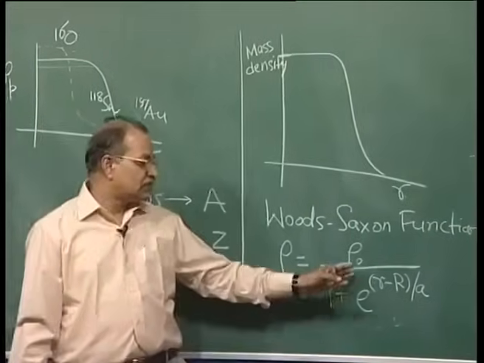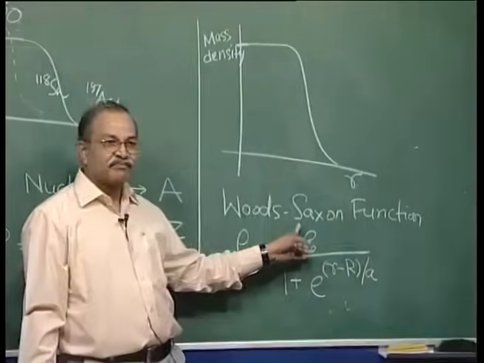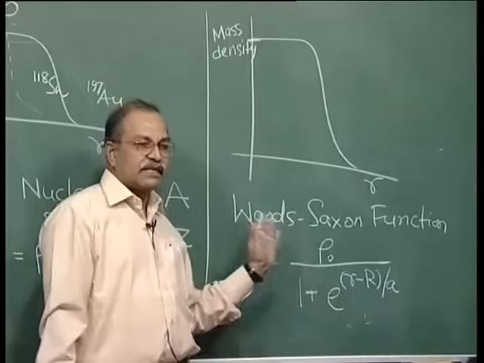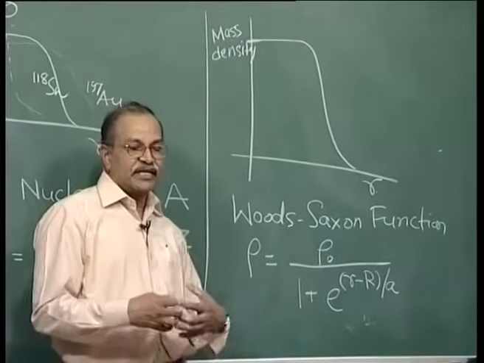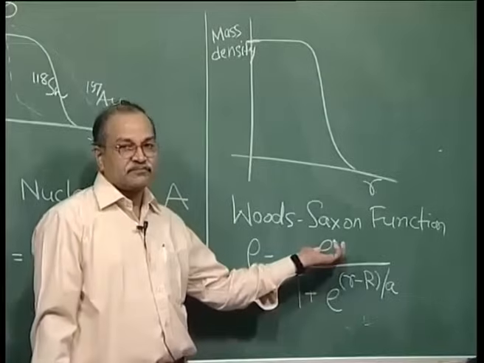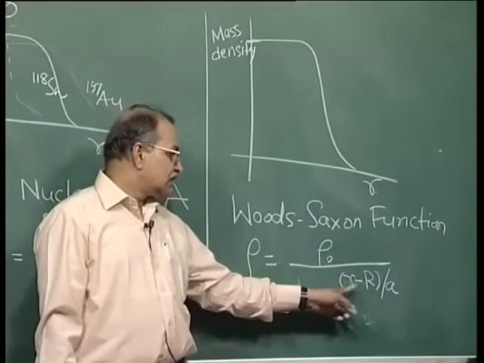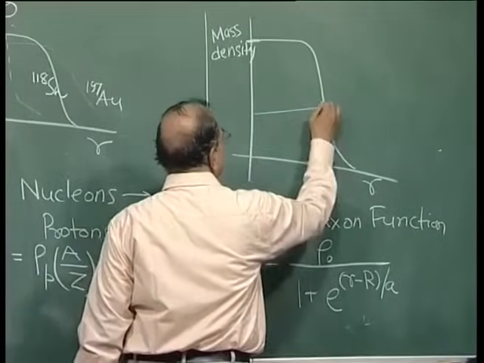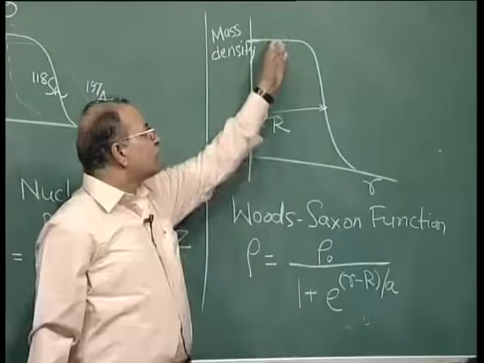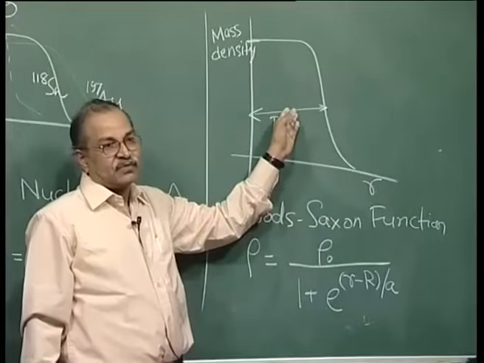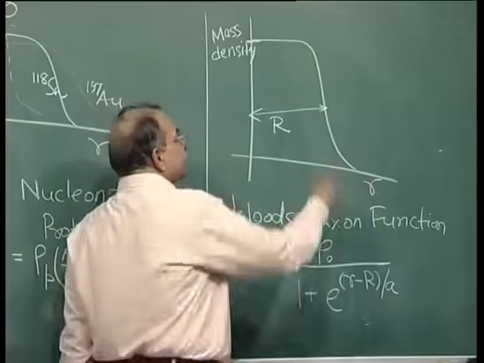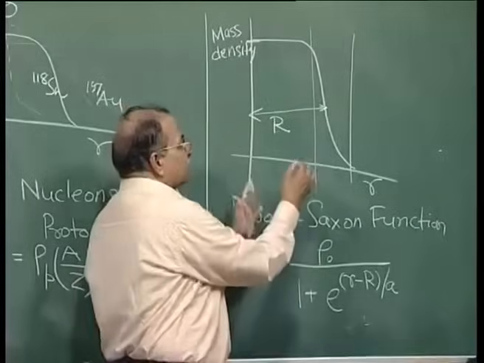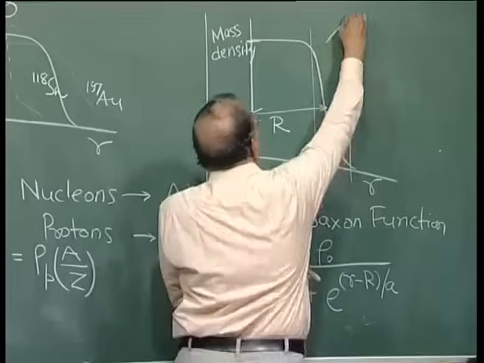Okay. Now, in this there are three parameters. One is this rho naught, which is a constant, and this tells you what is the total mass, if you are writing in terms of mass, or if you are writing in terms of number, what is the total number. So, that is this thing. Now, this capital R is the distance where the density falls to half its maximum value. And this a is related to how sharply it falls to almost 0. That is a measure of a, not that this distance is a, but this is related to a.